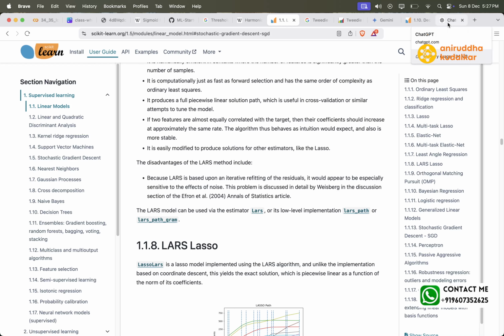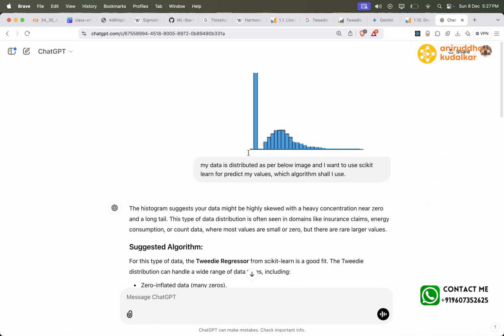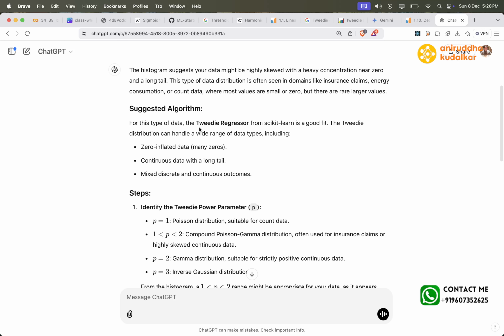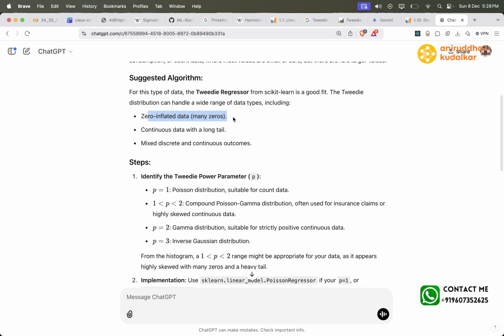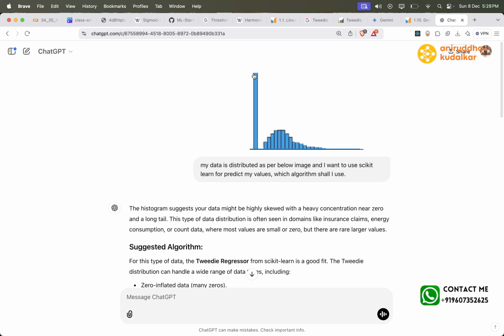Right. Nowadays, ChatGPT has exactly suggested that the 2D regressor from scikit-learn is a good fit. Right. So zero-inflated data, many zeros, continuous data with a long tail, and mixed discrete outcomes. So zero-inflated data, many zeros. Over here, there are many values in your data which are on the zero itself.